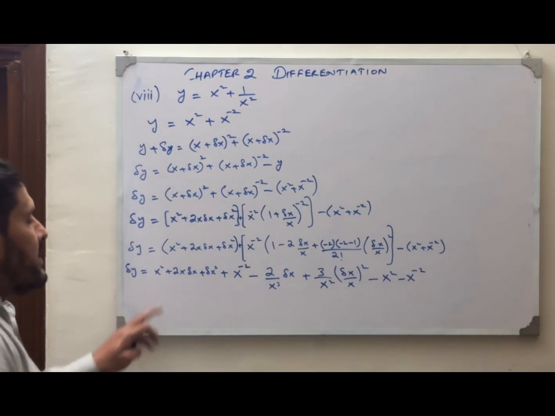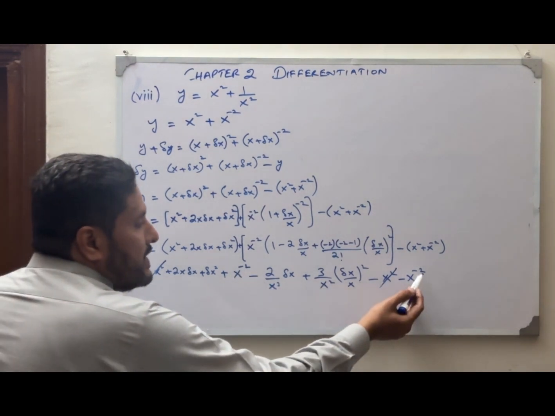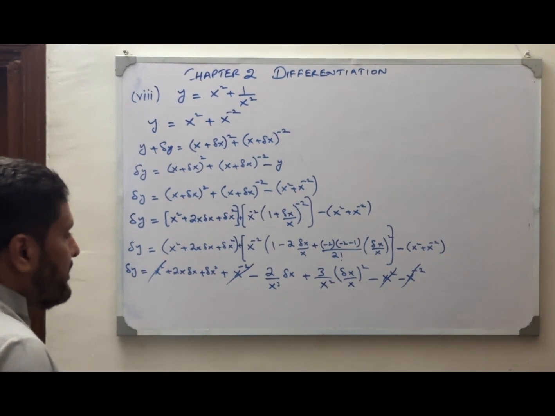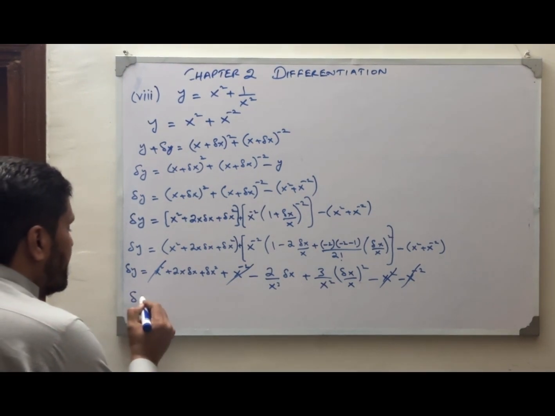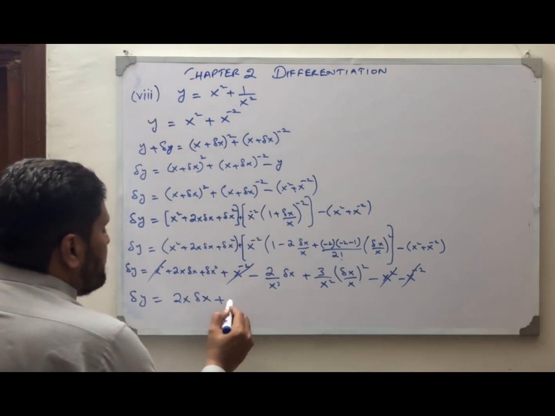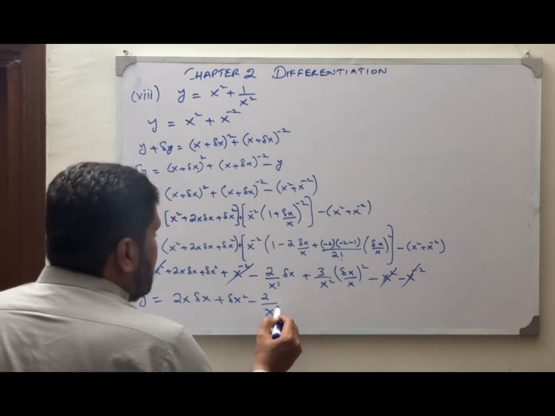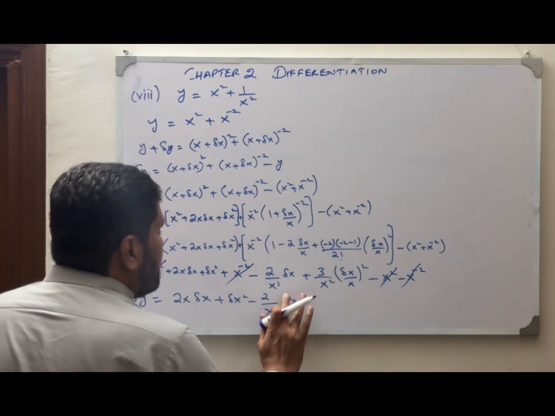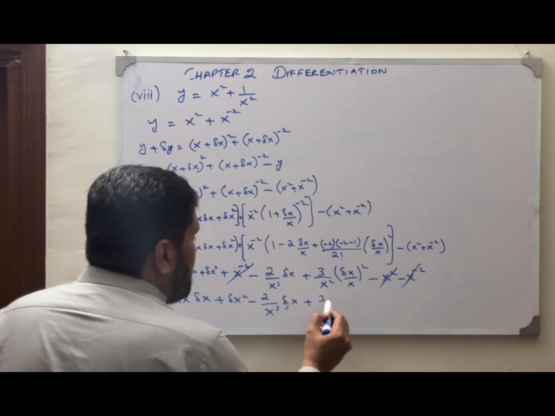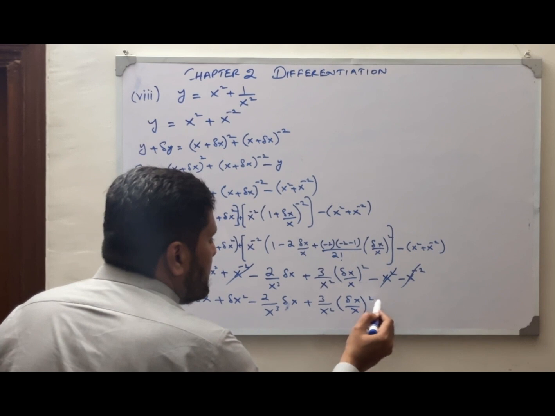So x square cancelled with minus x square, and x power minus 2 and minus x power minus 2 will be cancelled with each other. So the remaining terms we have: delta y is equal to 2x delta x plus delta x square minus 2 by x cube delta x plus 3 by x square into delta x by x whole square.